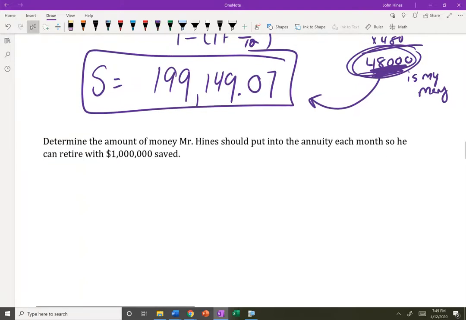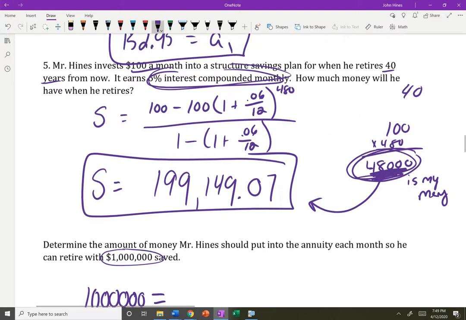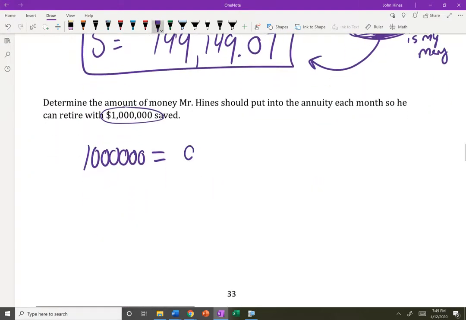Determine the amount of money Mr. Hines should put into an annuity each month so he can retire with $1 million saved. I want to have $1 million. I want to be a millionaire when I retire. So that's the sum. I know it equals $1 million. We're changing the $100 a month. I don't know how much I'm putting away each month. Everything else is staying the same, though.